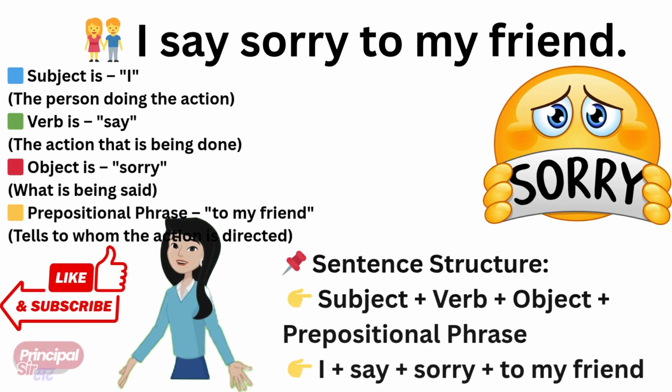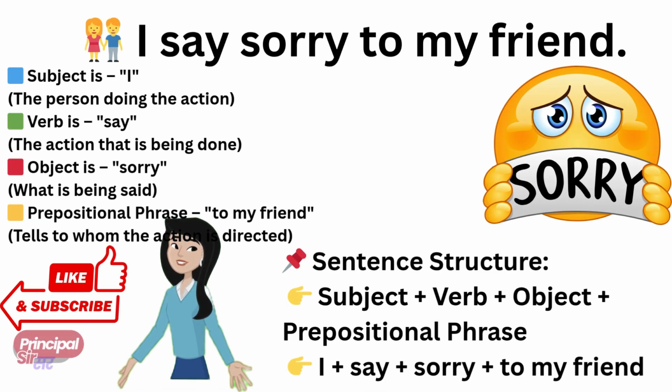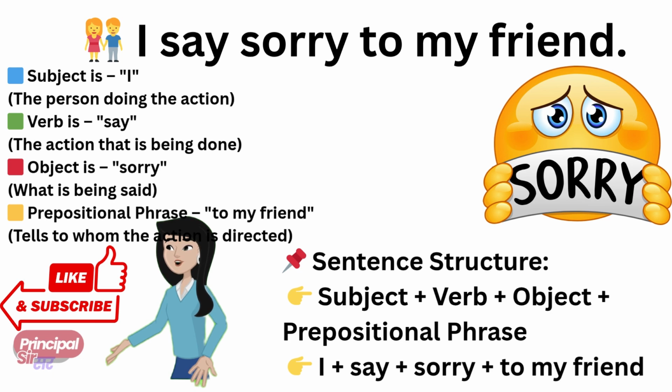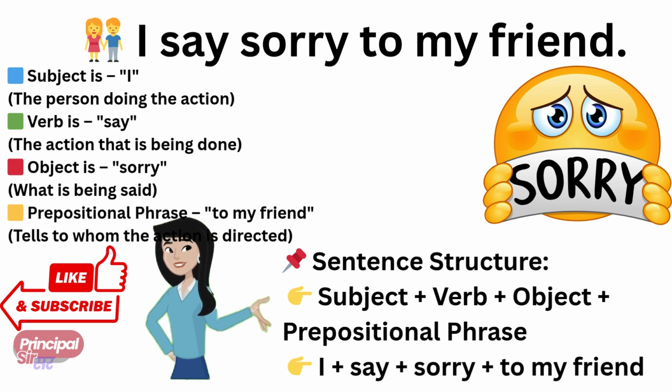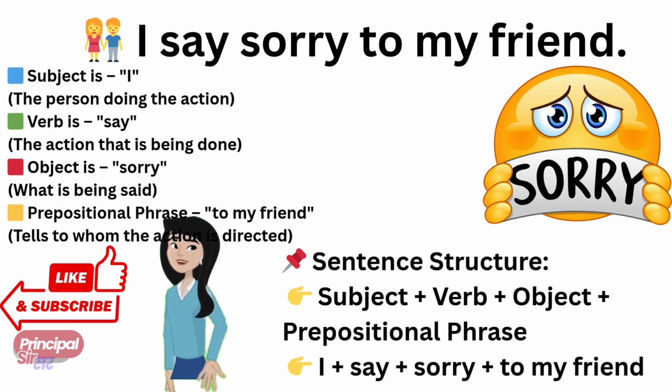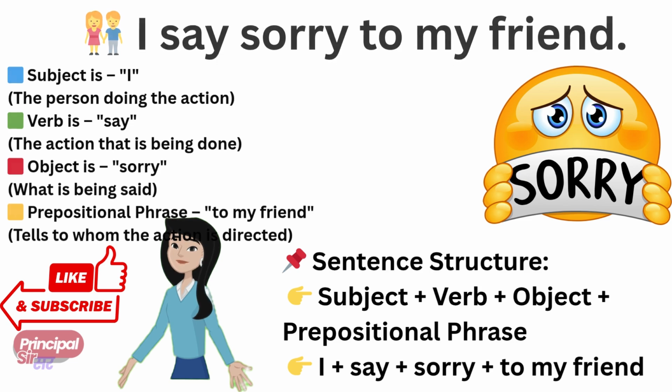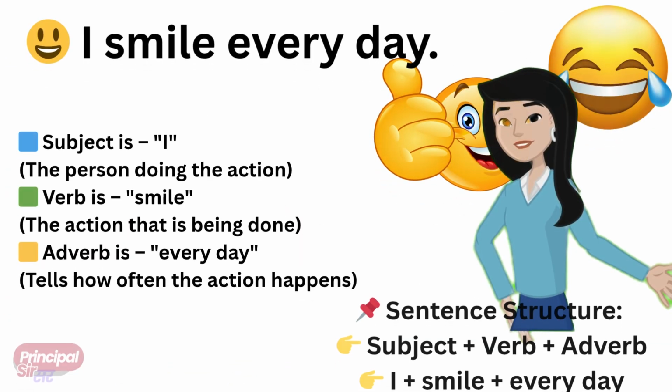Let's read this sentence. I say sorry to my friend. I is the subject, that's who is doing the action. Say is the verb, the action. Sorry is the object, what you are saying. To my friend tells us to whom you are saying it, that's a prepositional phrase. Great. You're learning how to build longer, more meaningful sentences. Keep it up.